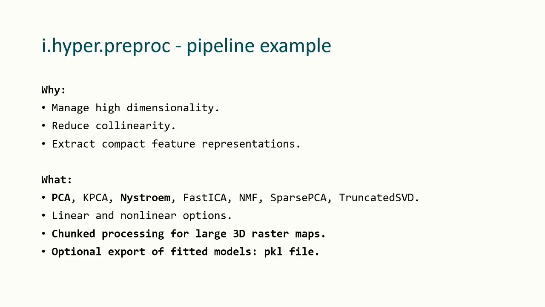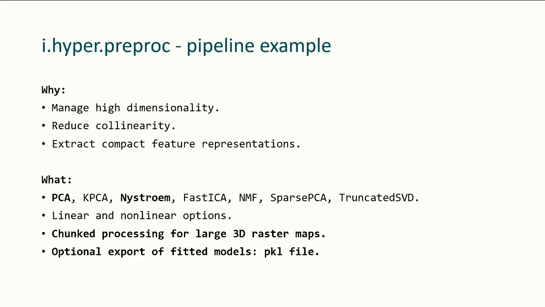So this is an example, not a pipeline example, this is just dimensionality reduction with the wrong title. We want to manage high dimensionality and reduce collinearity. Generally people love to use PCA, which is great, but not all data has a linear relationship. So there are other types of dimensionality reduction which are used for that.